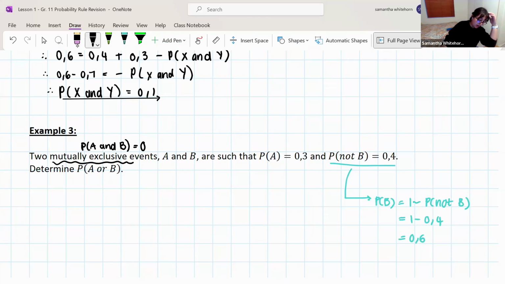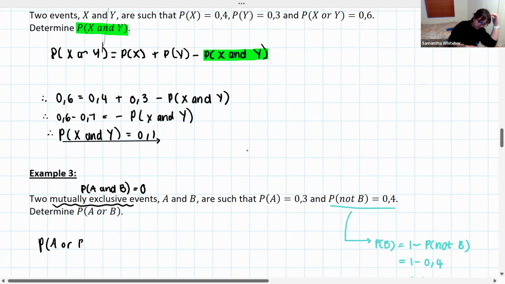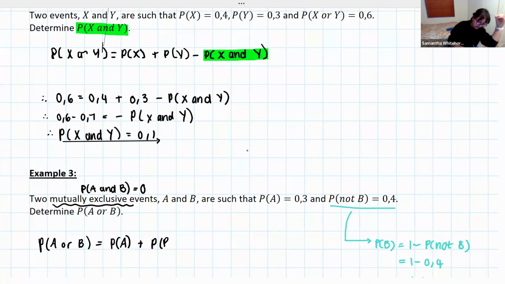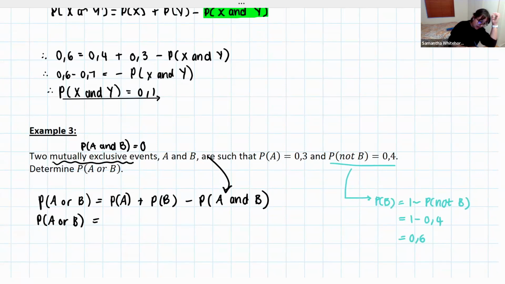Now I can go back to my probability rule. So my probability rule says to me that the probability of A or B is equal to the probability of A plus the probability of B minus the probability of A and B. But because they're mutually exclusive, we know that that last term is 0. So all we have to do is say the probability of A or B is the sum of the probability of A, which is 0,3, plus the probability of B, which is 0,6. So the likelihood of A or B happening is 90% or 0,9.